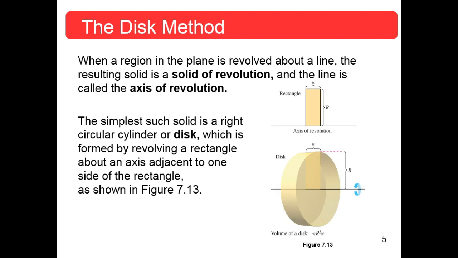The simplest such solid is a right circular cylinder, or disk, which is formed by revolving the rectangle about an axis adjacent to one side of the rectangle, as shown here. So the axis is adjacent to one side of the rectangle. That means that's where it ends, revolving that around. If this would be your vertical axis, you could have revolved it this way. That would have been your Y, that would have been your W then.